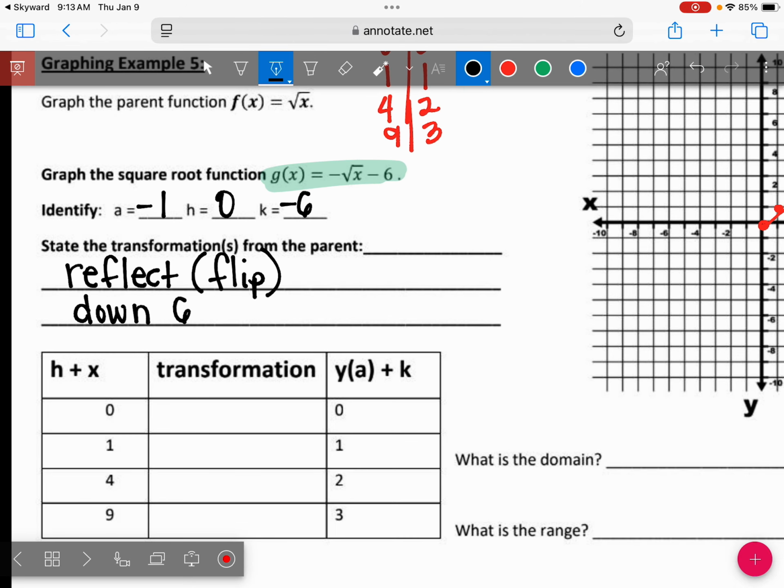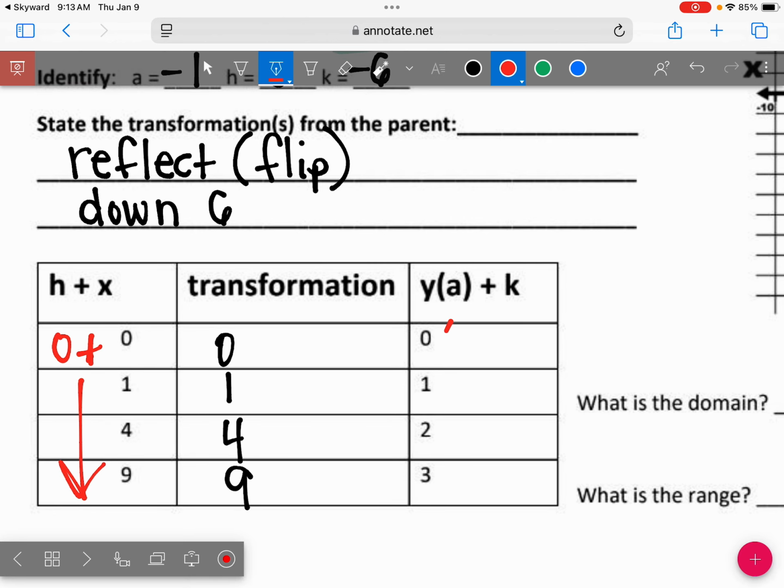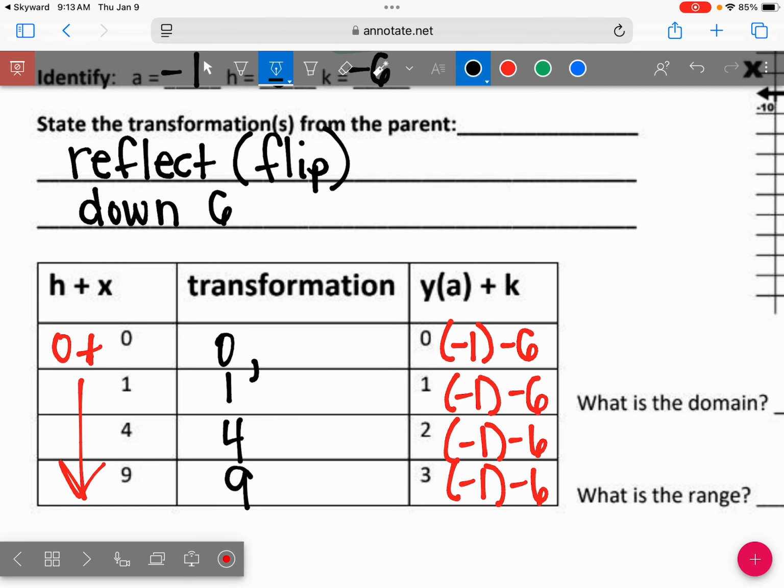So now you're ready to apply your transformations. So you're adding 0, which doesn't change anything. So we don't need to pick up a calculator to add 0. That means our x values are going to stay the same, 0, 1, 4, and 9. But for your y values, we're multiplying them by -1, and then we are subtracting 6. So go ahead, pick up your calculators if you need to. Multiply those 4 numbers by -1, and then subtract 6.